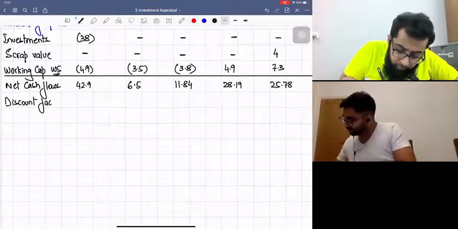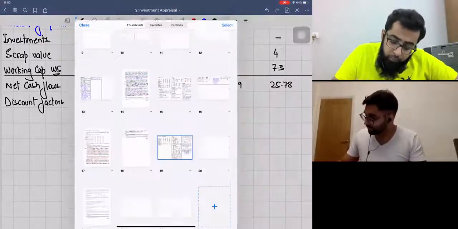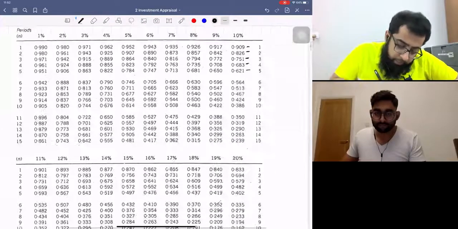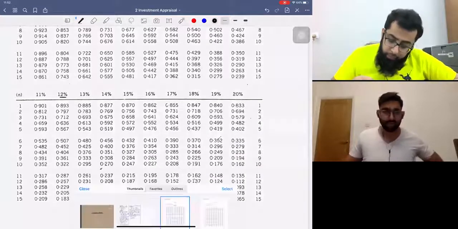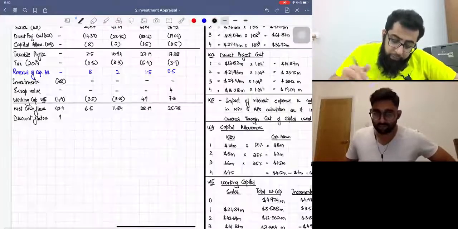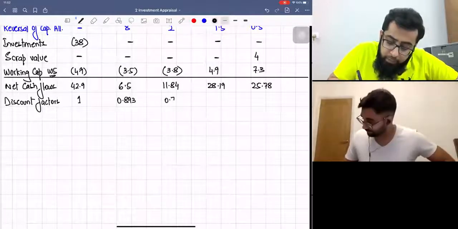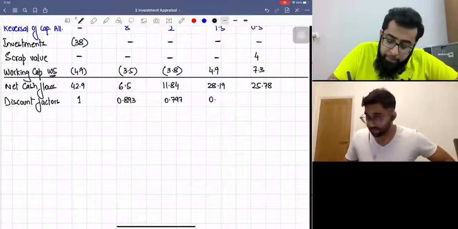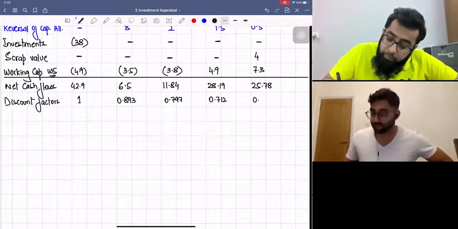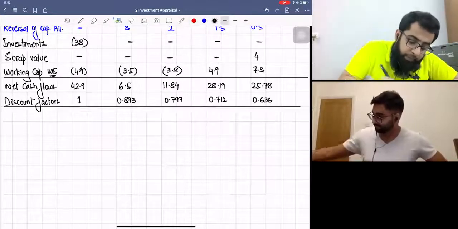So we have to do 12%. Is this the normal present value table? Discount factor 12%: 0.893, 0.797, 0.712, and 0.636. So these are the present values.